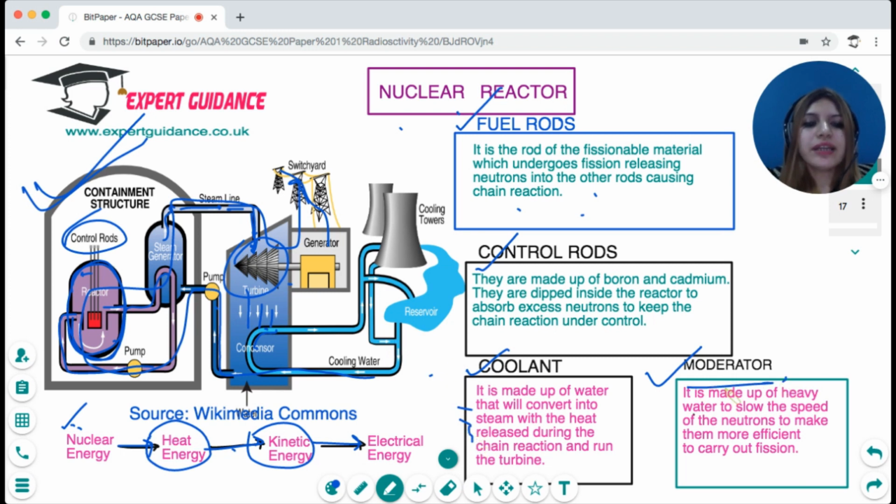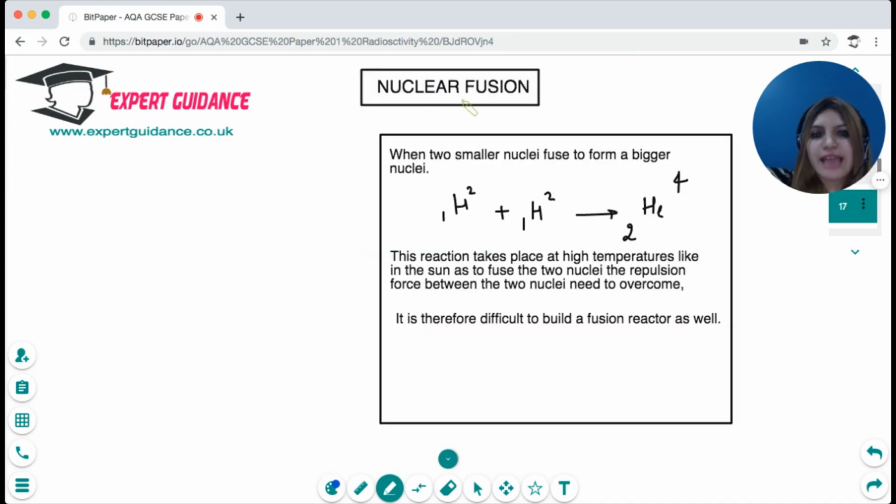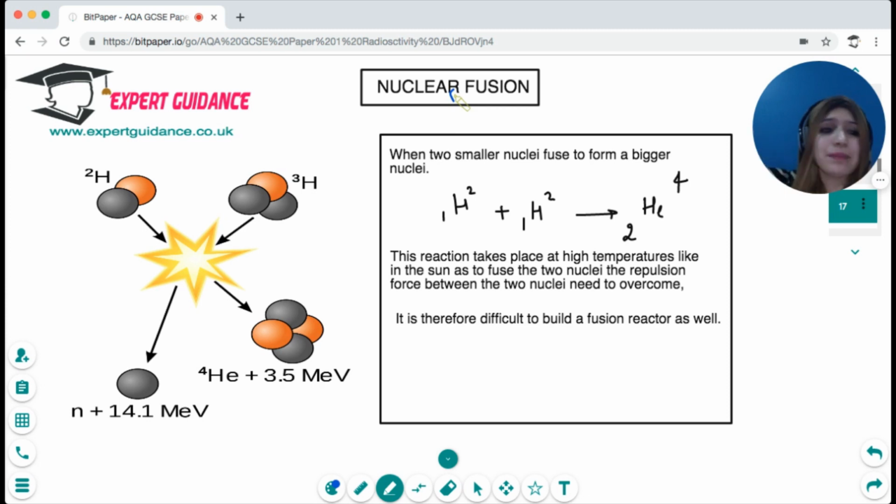And the moderator is the heavy water which we put into the reactor that actually tries to slow down the neutrons so that they can be more efficient in carrying out the fission. Okay, so you should know the components of the reactor, this flow chart, how the reactor works, and the different components and their uses. Next comes nuclear fusion, which happens naturally in the sun.